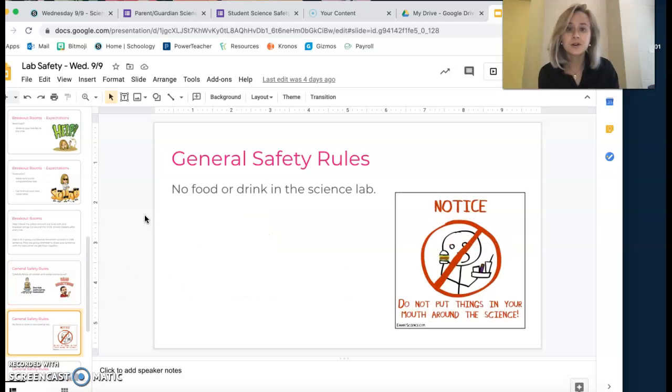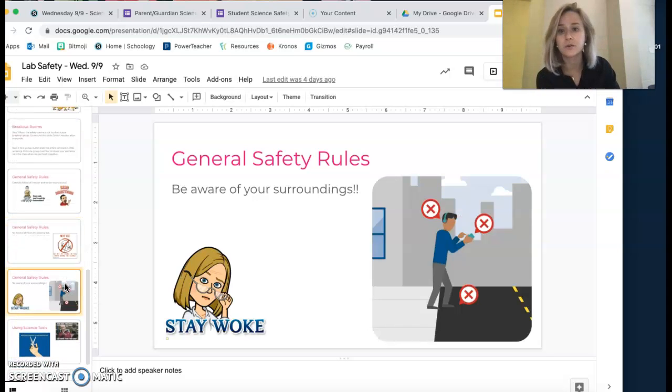Make sure that you don't have food or drink in the science lab. We're going to have a little discussion in class about why. That's because in a science lab, you consider everything to be a chemical. You don't know if something can hurt you, and you don't want to ingest any chemicals, because you may be working with things that shouldn't be going in your eyes or near your face or mouth. So that's why we don't have food in the science lab.